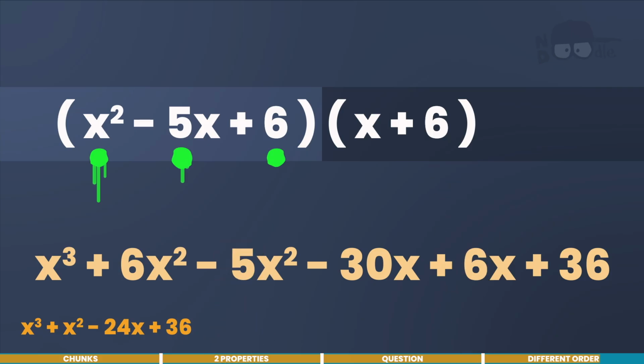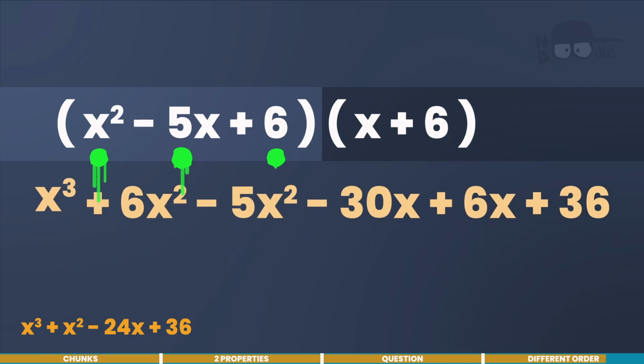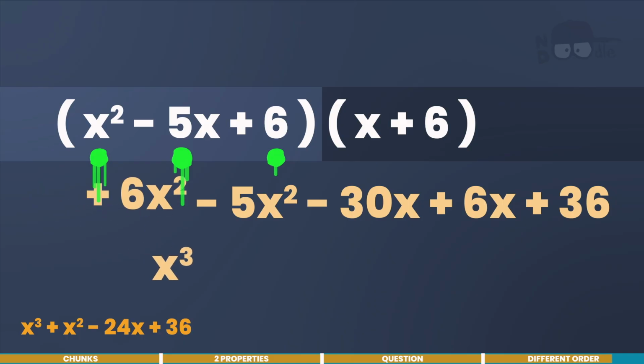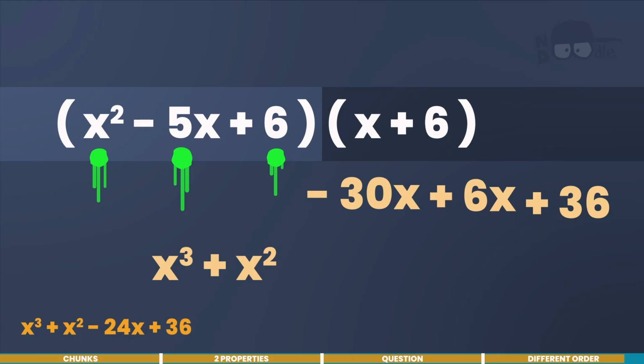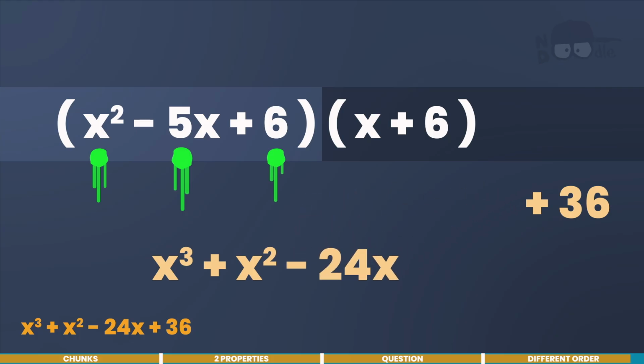We've got our initial answer, so let's collect like terms. The x cubed is on its own. Then we have plus 6x squared minus 5x squared, which is 1x squared. And for the x's, we have minus 30 and plus 6. These combine to give minus 24x. And this 36 is on its own.